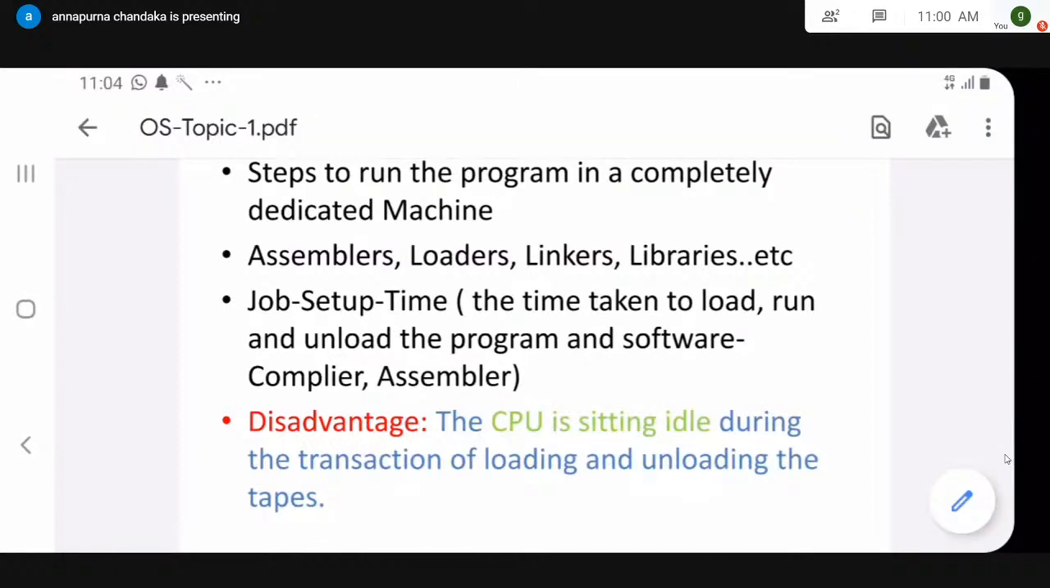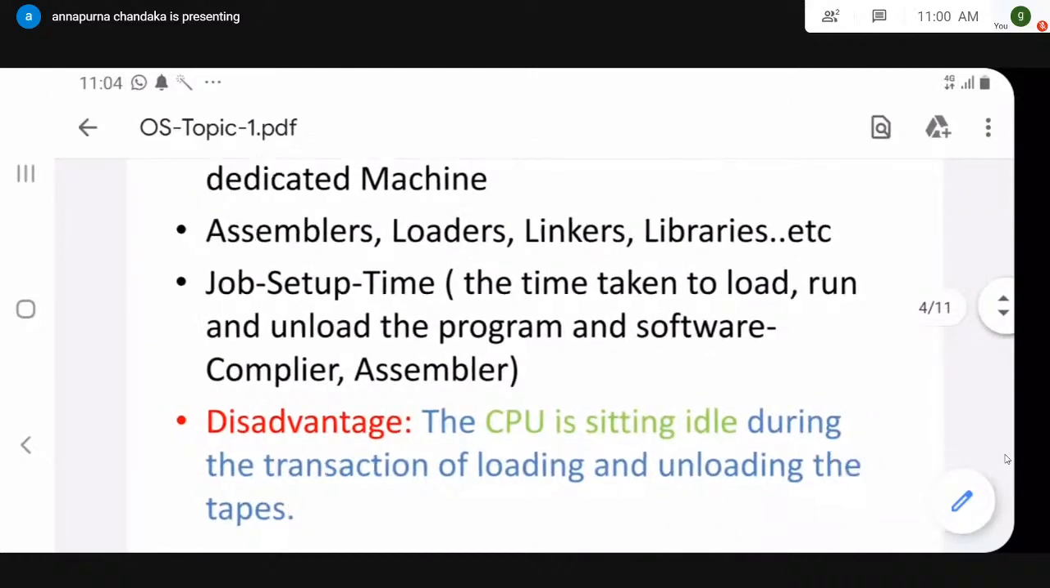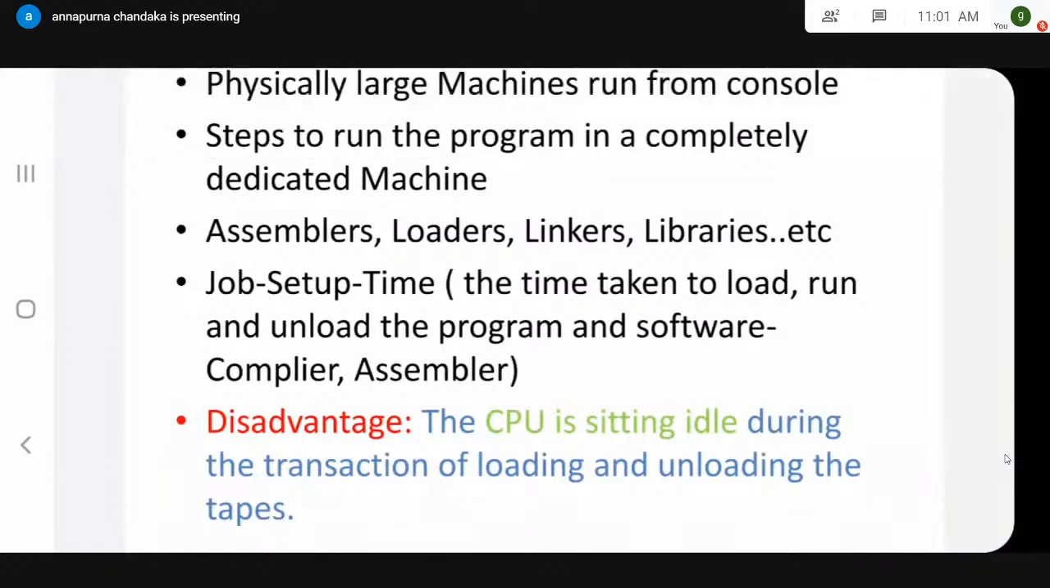A CPU is an extremely fast device, capable of executing millions of instructions in a small fraction of a second. But due to the loading and unloading of the tape, the CPU sits idle most of the time. So how can you work on this idleness? The research started, and there is a lot of research going on.